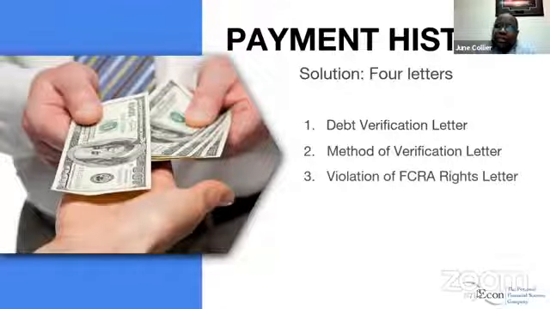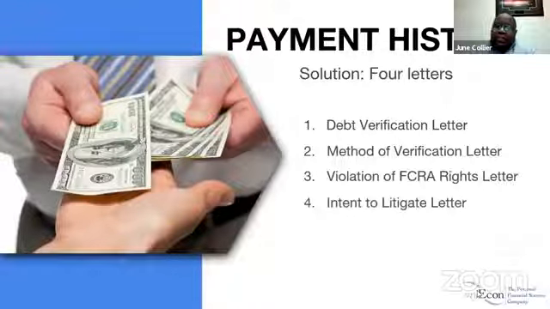This third letter is a violation of your fair credit reporting rights. So this basically now says it's a stronger letter, and it says, listen, I asked you for the method of verification. You have not provided that back for me. You have to remove it if you cannot verify this debt. And that's under the Fair Credit Reporting Act. And then finally, the 4th letter is an intent to litigate letter. This letter says, listen, I intend to go through the process of a lawsuit if you do not do what you're supposed to do according to the Fair Credit Reporting Act.